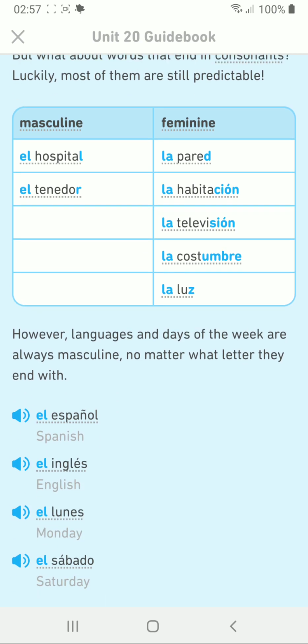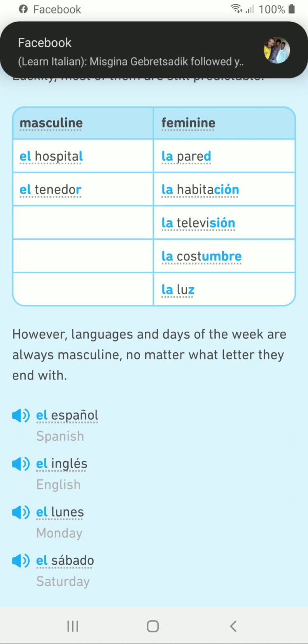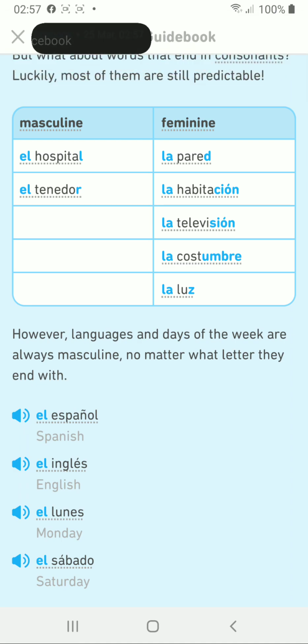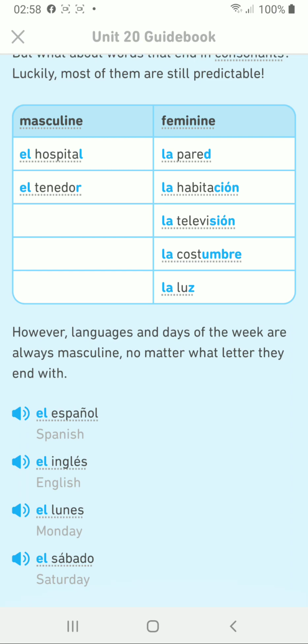Costumbre, yeah. Okay, in other languages, days of the week are always masculine. So no matter what letter they end with, they're always masculine. The days of the week, yeah. And languages too. El español, Spanish, el inglés, el japonés, or el italiano, Italian, it's with el. El lunes, el sábado, el martes, and so on.